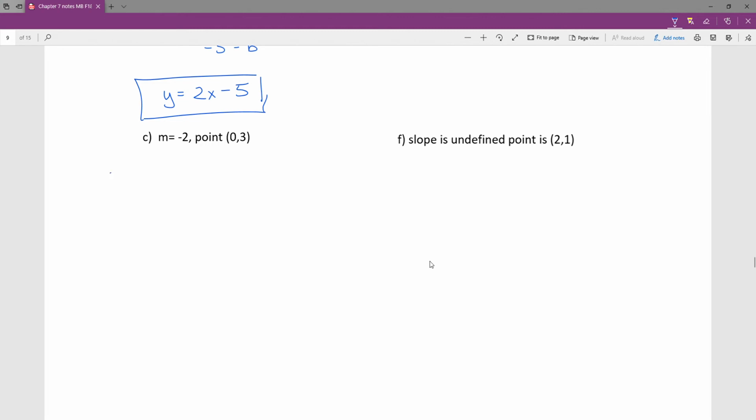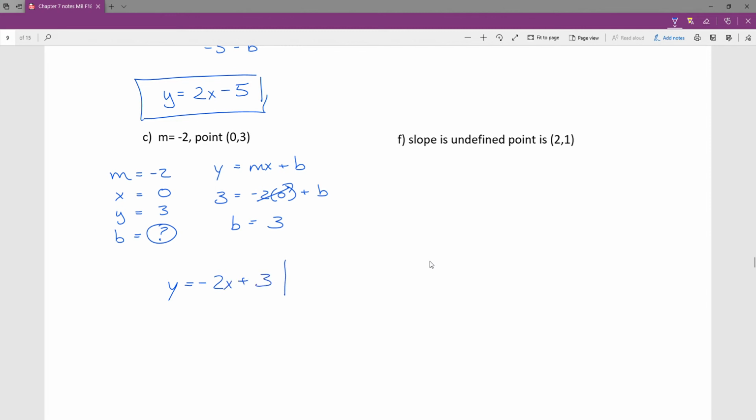Again, we've got some pieces of information. I've got an m value, I've got an x value, I've got a y value. I don't know my b value. I'm going to use my y equaling mx plus b and sub everything that I can into it because what I'm trying to do is solve for b here. So I'd have 3 equals negative 2 times 0 plus b. I'd have that b equals 3. So this one, if I give the equation of the line, it'd be y equals negative 2x plus 3.